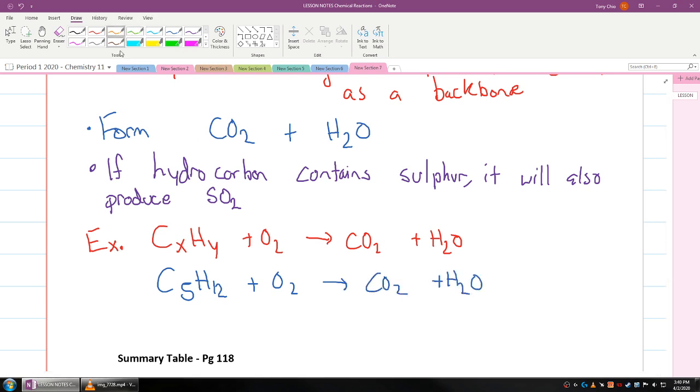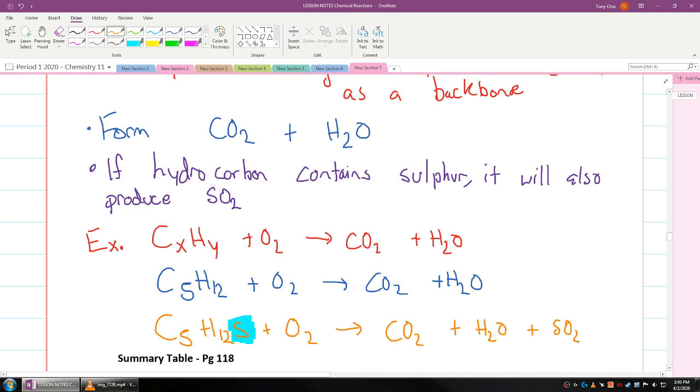But if your hydrocarbon contains sulfur, so for example, if I write C5H12S, so that's sulfur right there. If that's the case, you're going to now form an additional product. So you have CO2 plus H2O, but the last product is going to be SO2. So make sure you remember this last product there. It's very important that we know this.